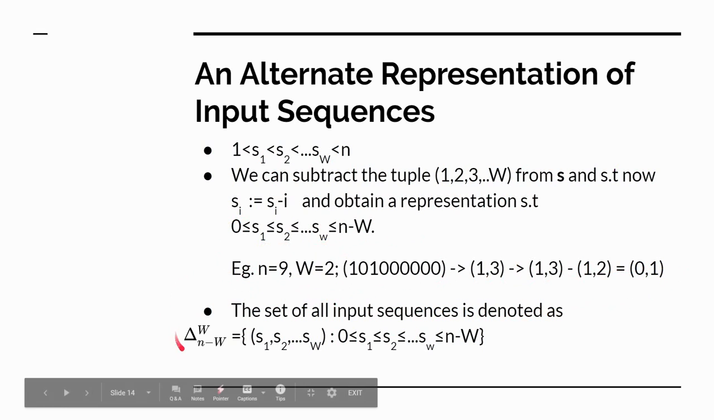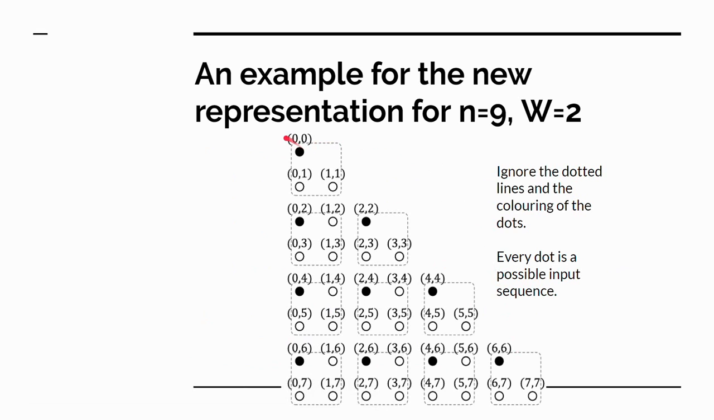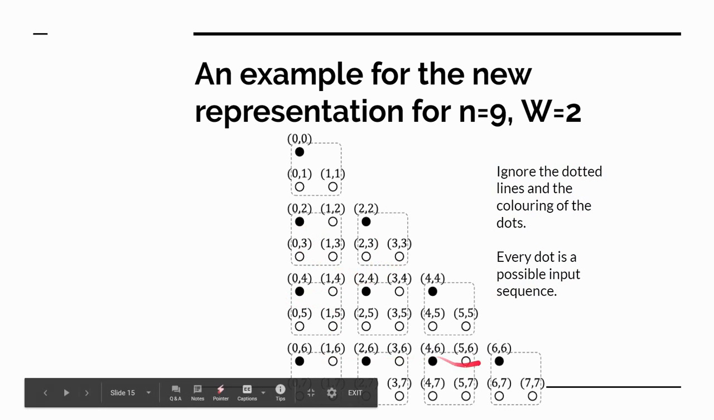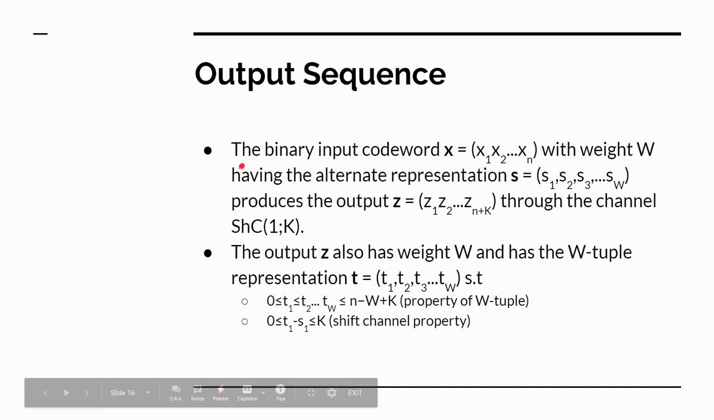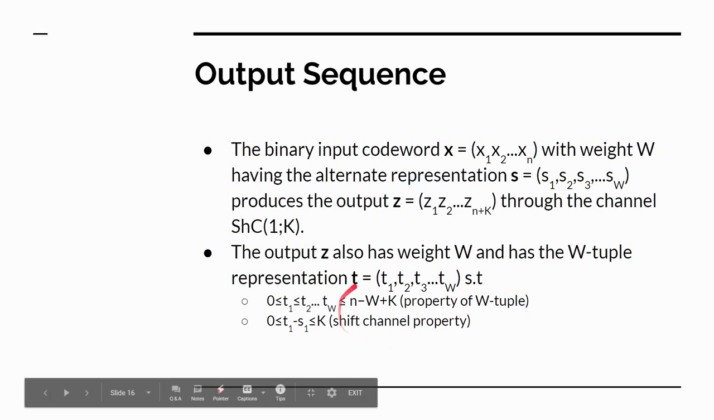Also, the set of all input sequences, now in the w-tuple representation, can be represented by a set delta_{w, n-w} as shown in the slide. This figure now shows all possible input sequences of length n=9 and Hamming weight w. Let the binary input code word x with weight w have the alternate representation as the w-tuple S. Let it produce the output z through the channel SHC 1,k. The output z also has weight w and has the w-tuple representation T. T satisfies the following constraints shown in the slides.